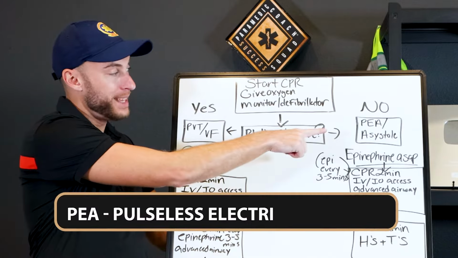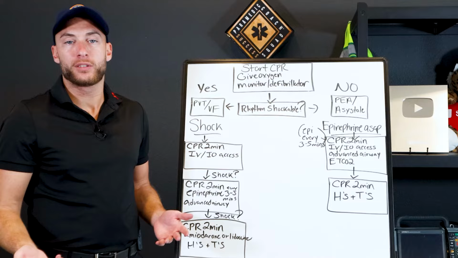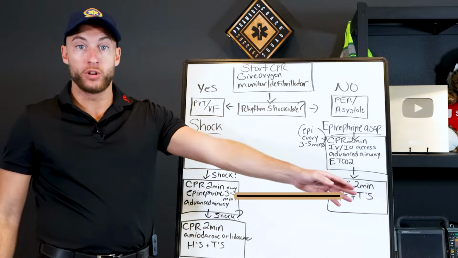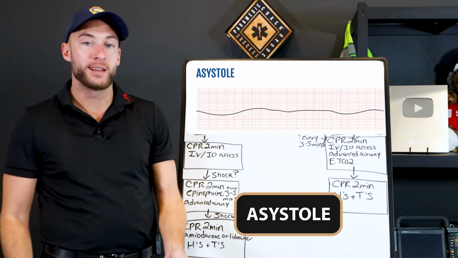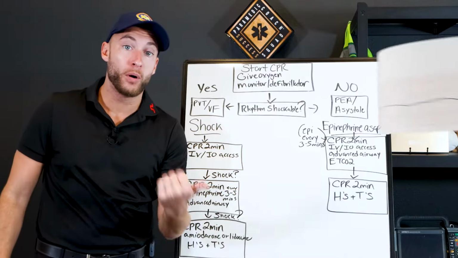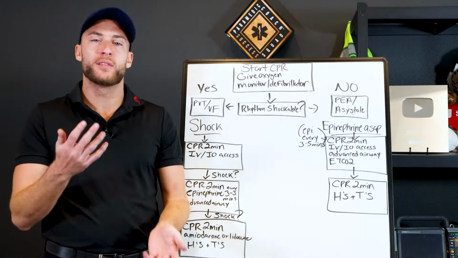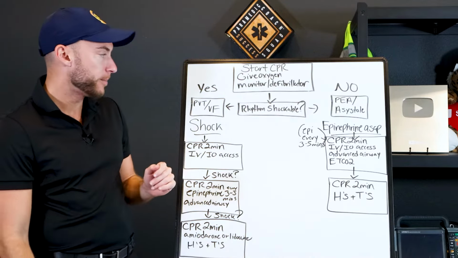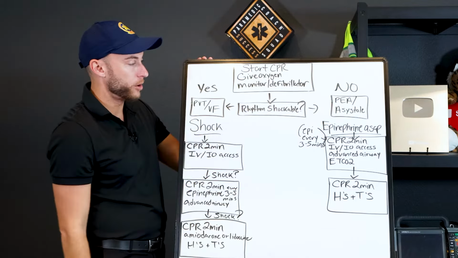Asystole and PEA, pulseless electrical activity. Asystole is flatline, there's no rhythm at all, no electrical activity. Pulseless electrical activity means the patient has no mechanical pulse, so the heart isn't pumping, but there's still some sort of electrical activity going on. More on that in a bit, okay? But we can't shock that, so it goes over here in the no category.